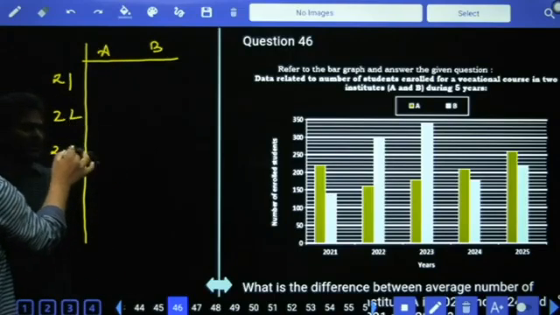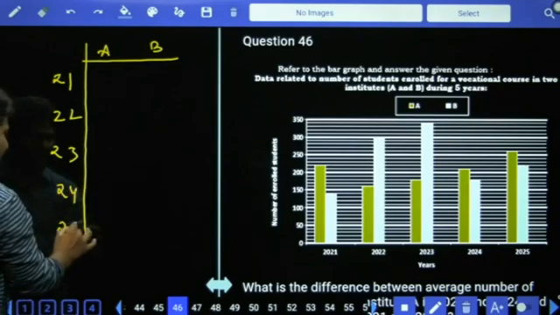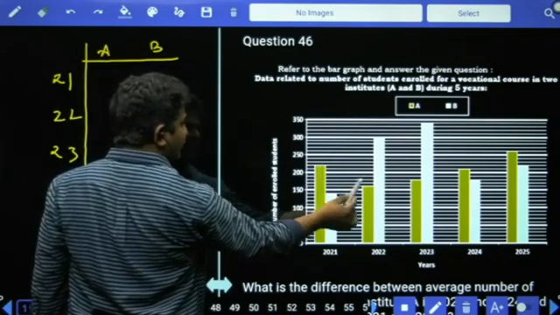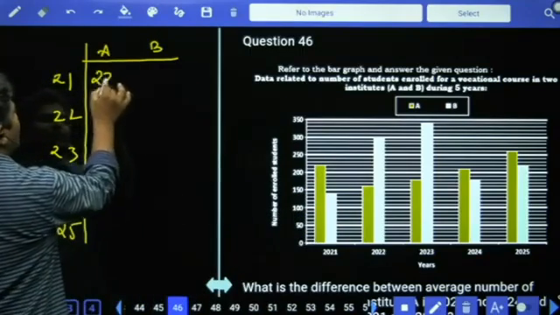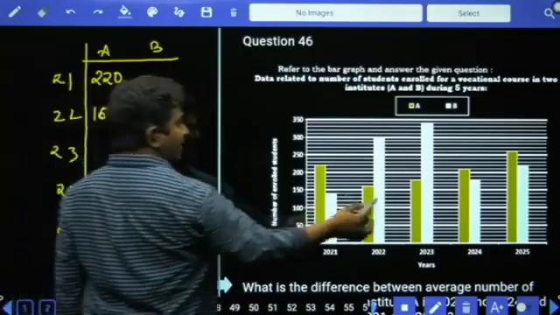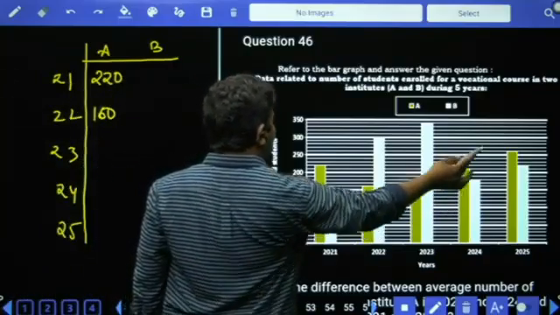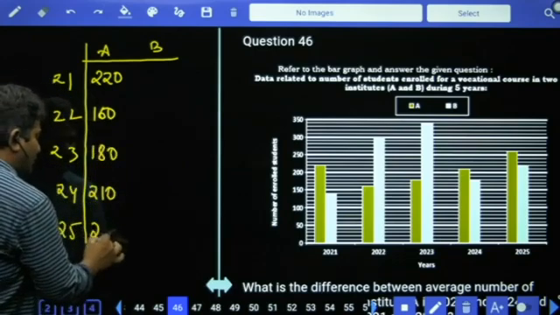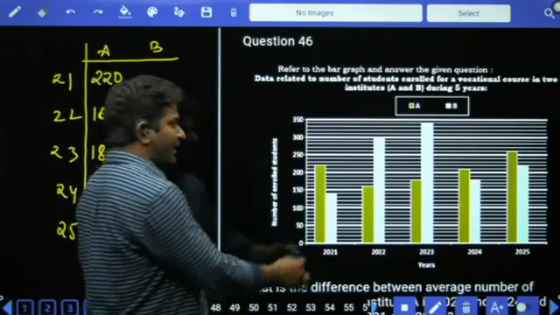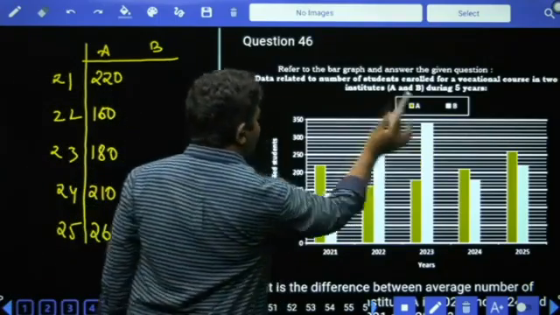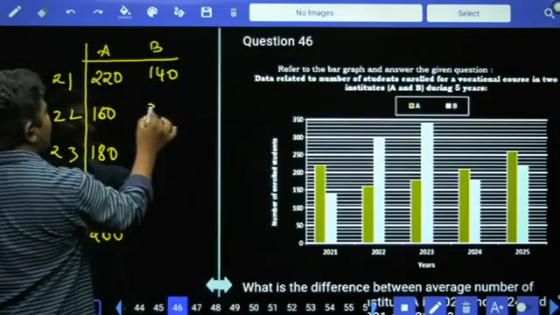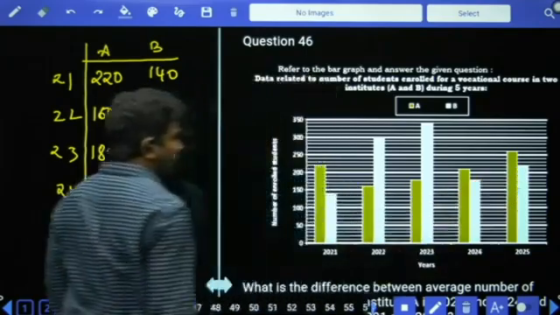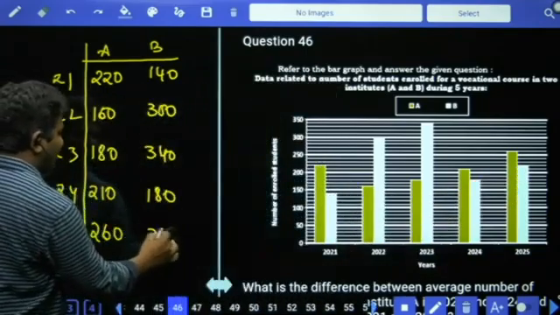2021, 22, 23, 24 and then 25. If you prepare a table, that will be easy for us. A values: 220, 160, then 180, 210, 260. And then let's complete it for B also: 140, 300, 340, and then 180 and 220.